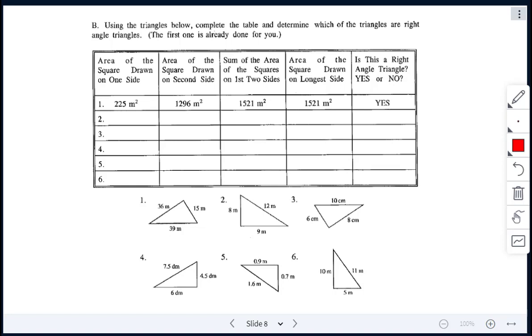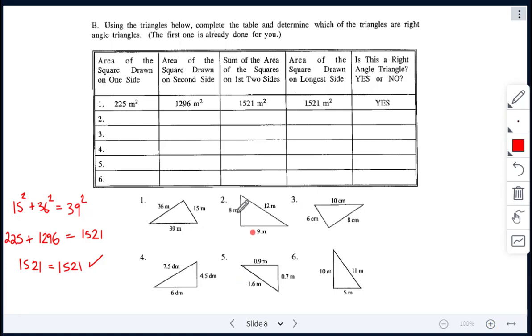Okay, so just to double check that with the Pythagorean theorem, we did 15 squared plus 36 squared has to equal 39 squared. 15 squared was 225. 36 squared was 1,296. 39 squared was 1,521. Then when we added these two together, we also got 1,521. So both sides are equal. Therefore, yes, this triangle is a right angle triangle.